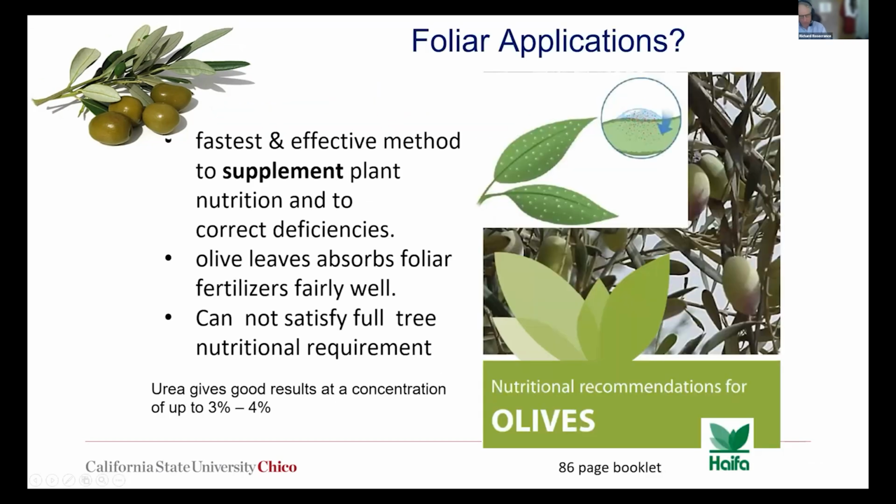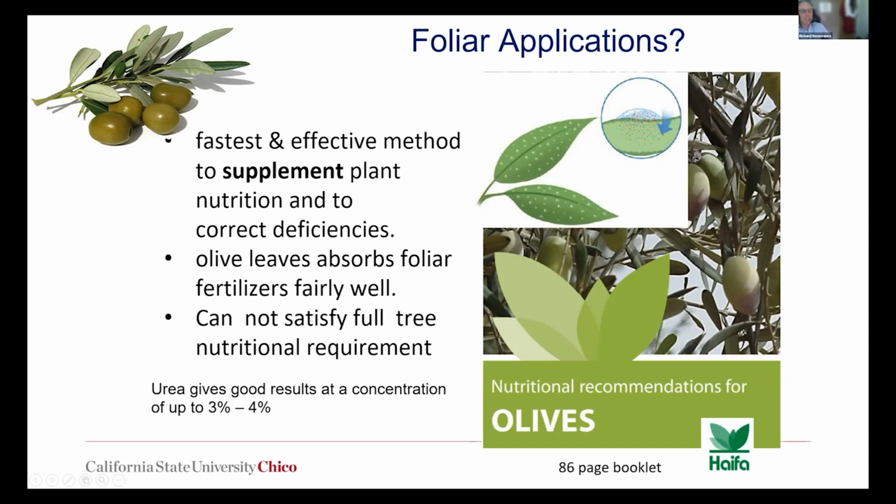So finally here, maybe I'll briefly talk about foliar applications. Some people do it, some people don't. It can be a fast and effective method to supplement plant mineral nutrition to correct deficiencies. I want to make sure you say supplement, because you still want to apply nutrients to the soil. You just can't apply enough through the foliar applications. Olive leaves absorb foliar fertilizer fairly well, and I'm going to show you a caveat about that, but they cannot satisfy the full nutrient requirements.